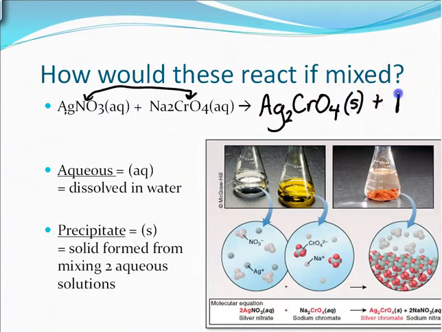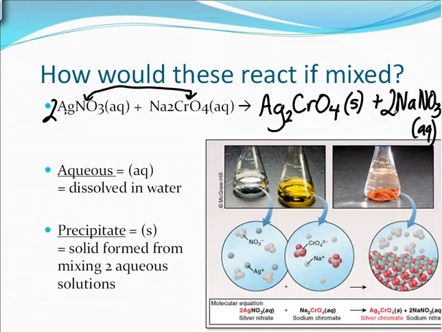And what's left over would be Na and NO3, which are +1 and -1. So it would just be NaNO3, and they would be aqueous. And then we'd have to balance the equation. Boop, and a 2 here. And that would be balanced.